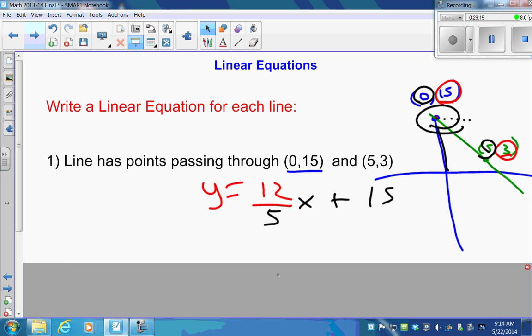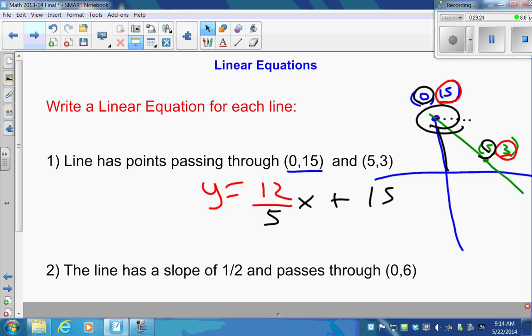That's a very hard problem. And that was a very hard problem on our first test. But something like that's on this test as well. So you have to think a little bit here. This one is much easier. You have a slope of 1/2. And you have a point at 0, 6. Write a linear equation now.